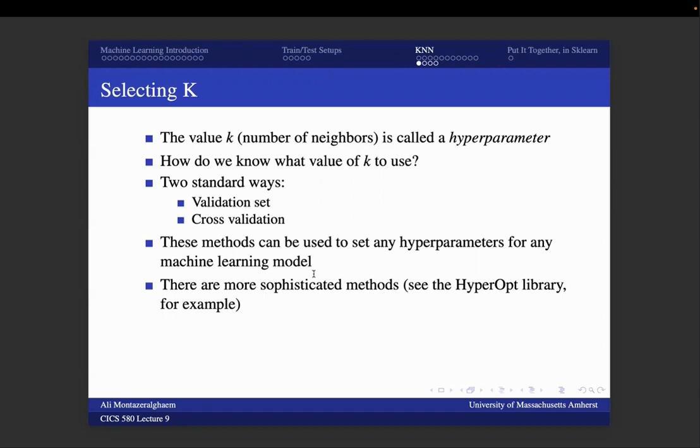Also, these two ways are not restricted to these methods. Actually, we can use these two methods for any machine learning algorithm that has a hyperparameter. And also there are some more complicated methods for deciding about the value of the hyperparameter in machine learning, for example, the hyperopt library can be used for doing that.